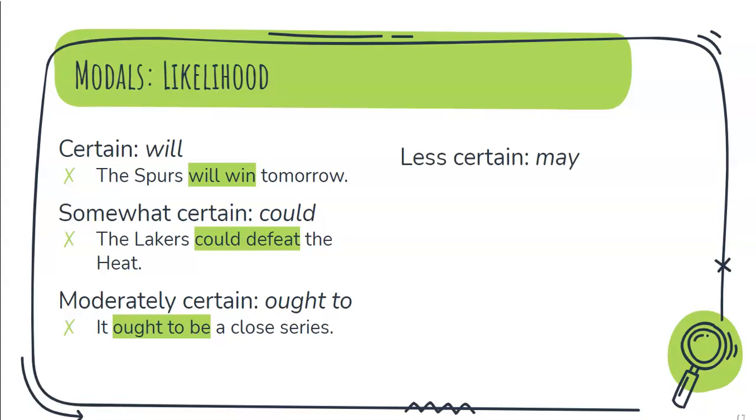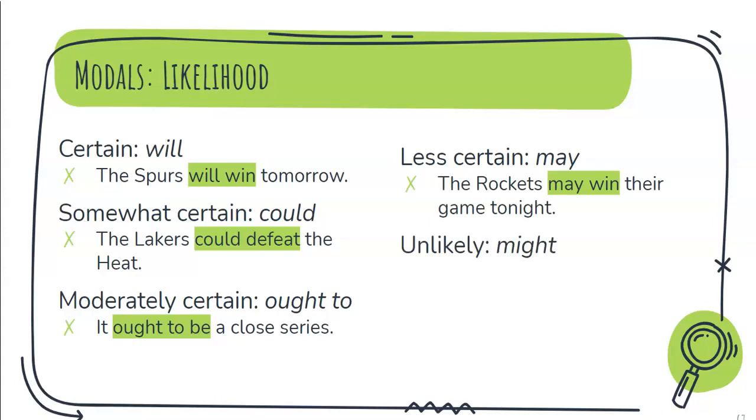For a less certain outcome, use may. The Rockets may win their game tonight. And when an occurrence is unlikely, use might. The Knicks might make the playoffs someday.